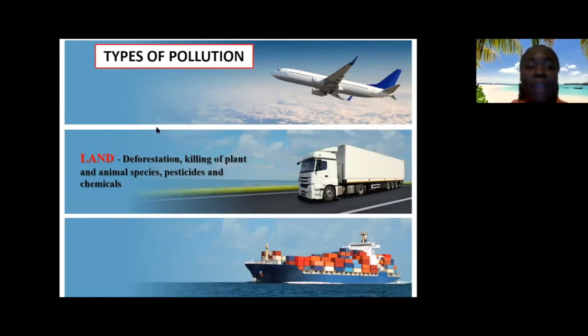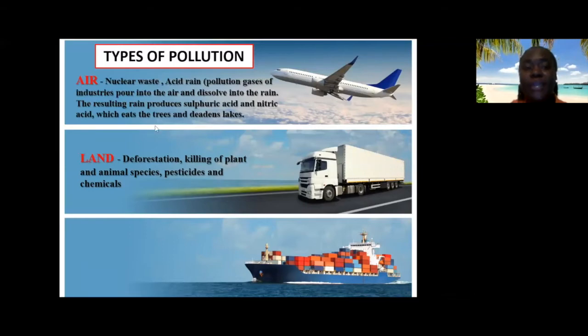All right. Then we have air, nuclear waste, acid rain, which is the pollution gases of industries poured into the air and dissolve into the rain. The resulting rain produces sulfuric acid and nitric acid, which eats the trees and deadens lakes. All right. So you see, this is a very serious matter.